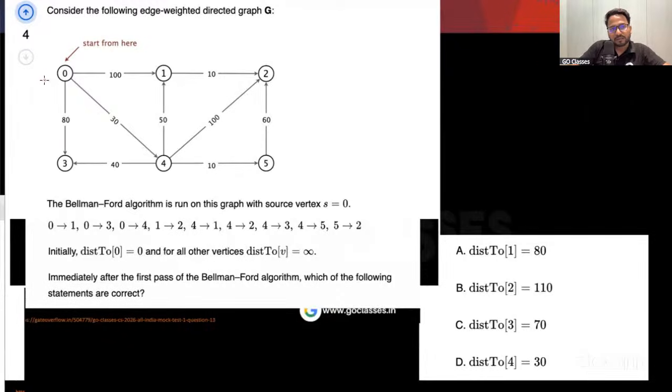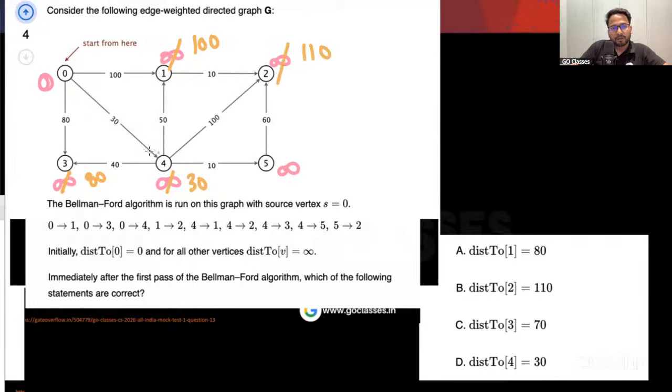So initially this will be 0, and everything else will be infinity. This is the initial configuration, right? And then let's just relax in this order. So 0 to 1, if you relax, this will be 100. And then 0 to 3, this will be 80. And then 0 to 4, this will be 30. And then 1 to 2, it will be 110.